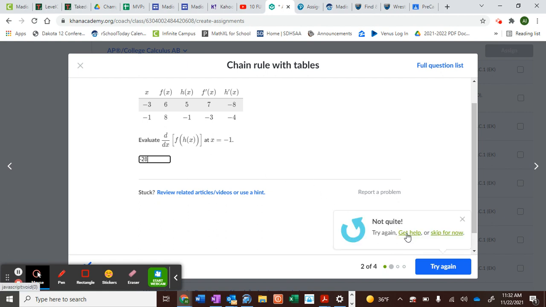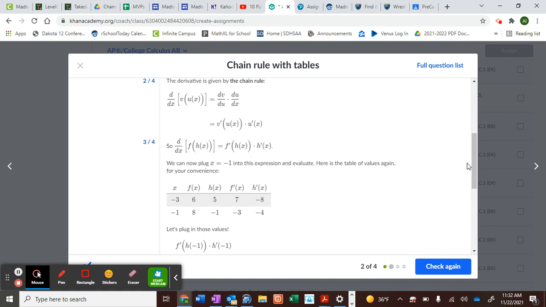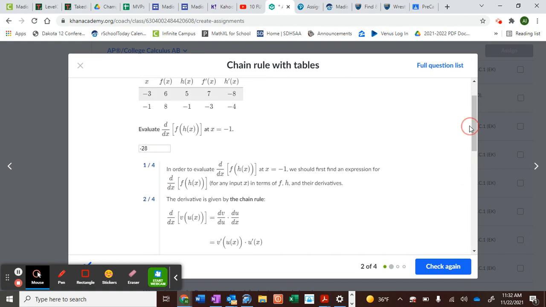Oh, that's the exception. So this one's a little different because it's at -1, and if you go over to -1 and the f of -1, it's 8.